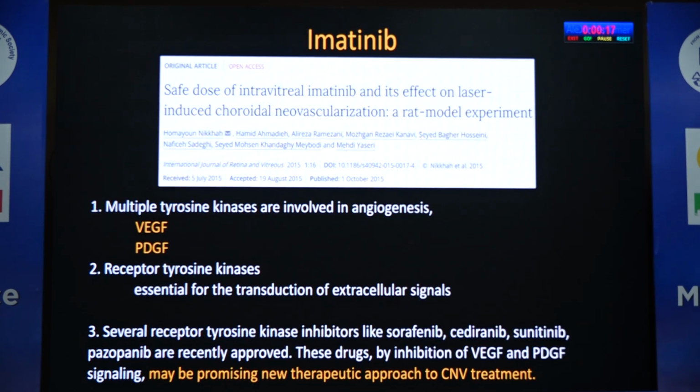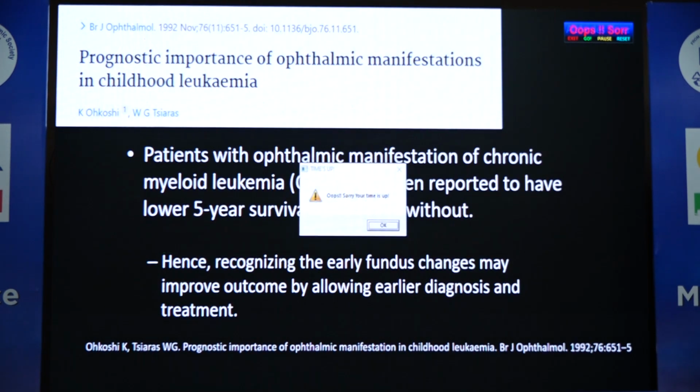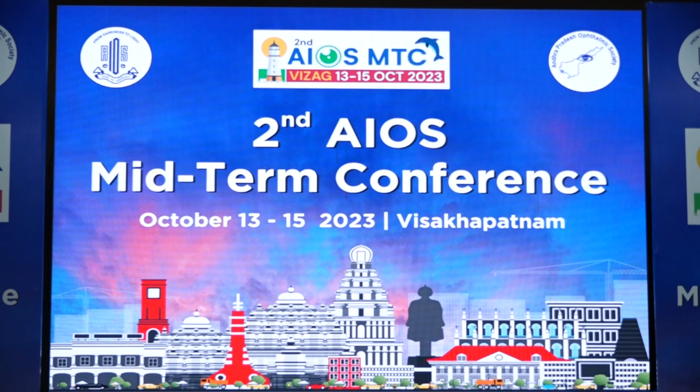Why should it not be a leukemic infiltration? We still are not very sure what we were dealing with, but just a general last slide that I will share: if a patient of CML has ophthalmic manifestations, probably early screening would help us, because they are reported to have lower 5-year survival than those without.